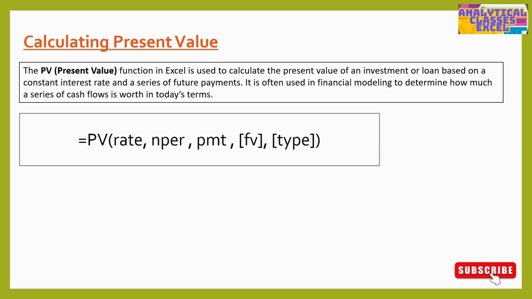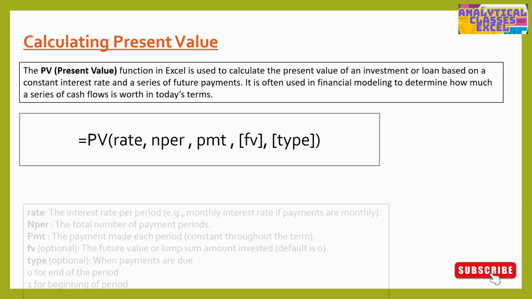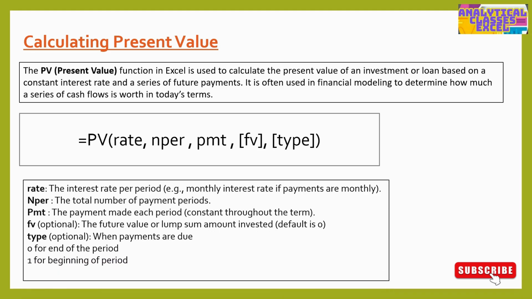The formula is like this, which has rate, Nper, PMT, FV and type. So the rate is the interest rate which is charged monthly, yearly, quarterly. Nper is the total number of payments. PMT is the payment which is made each period.